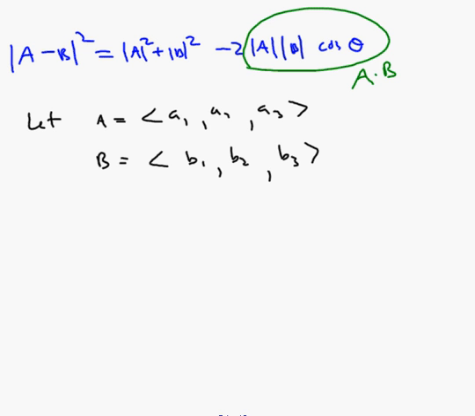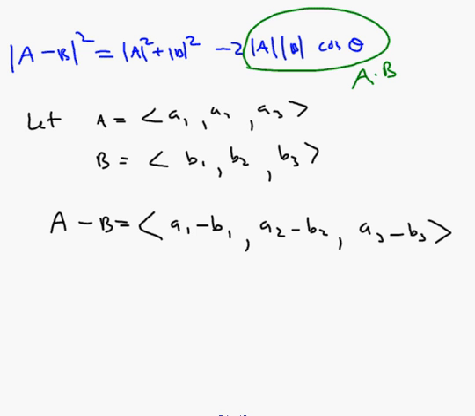So for example, if we have this, then we know what the vector A minus B has to look like, because we already discussed vector subtraction. Vector subtraction is to subtract the components. So it's going to be A1 minus B1, A2 minus B2, A3 minus B3. So there's the vector A minus B.